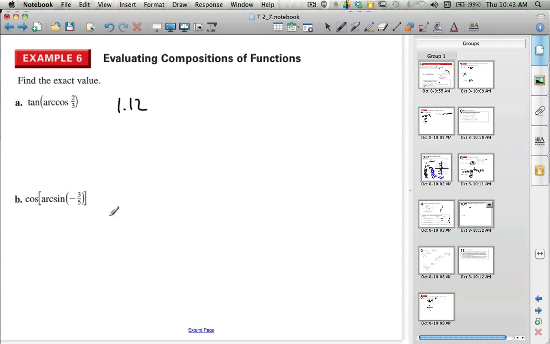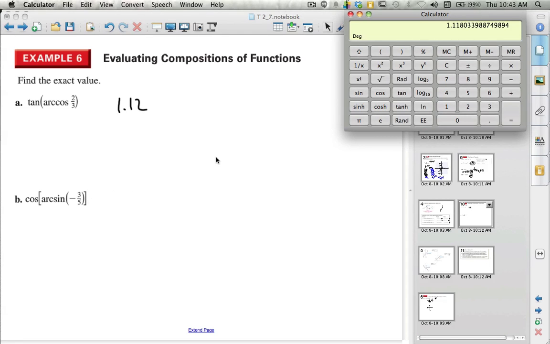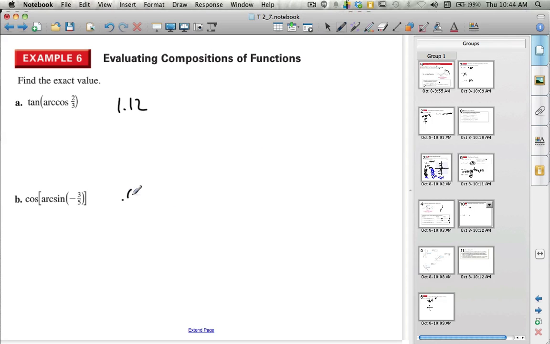Okay, so as you're working through these things, these composites can also happen. You just have to work through doing the individual tasks in the correct order. So this is going to be 0.6 and it's negative, and I want to find the inverse of sine for that, and it gives me negative 36.87. And if we go through and find the cosine of that, I get 0.8. Okay, pretty straightforward, pretty simple stuff.